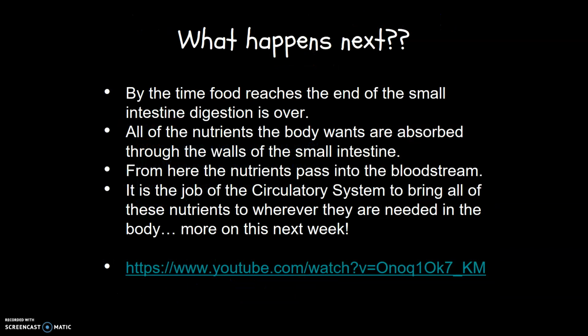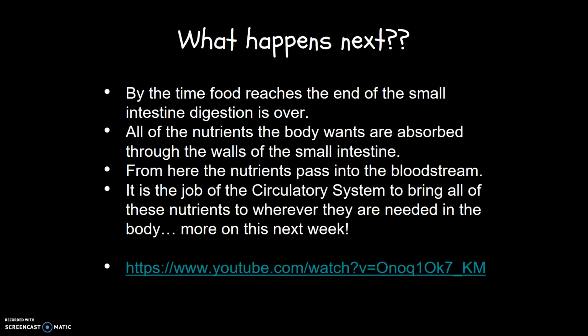So what happens next with our food? By the time food reaches the end of the small intestines, digestion is pretty much done. All the nutrients that are needed are absorbed through the walls of the small intestine through millions of little finger-like projections that are called villi. These villi are specifically designed to absorb passing nutrients into our bloodstream. Once the nutrients are in the bloodstream, it is then the job of the circulatory system, which we'll talk about on Wednesday, to take the nutrients wherever they are needed in the body.